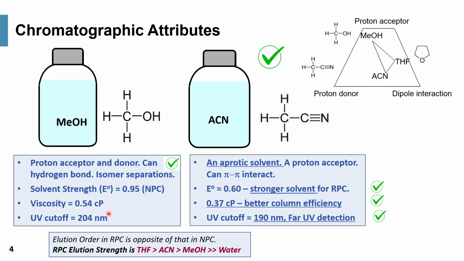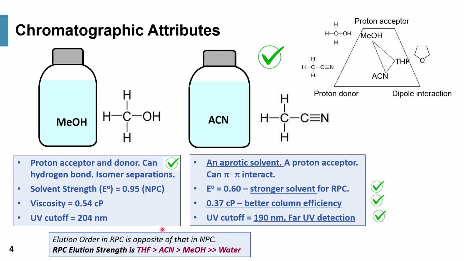In terms of viscosity, we mentioned that the acetonitrile is lower and therefore supports better column efficiency from both the ability to go to higher flow rate and also from the mass transfer advantage, which we will talk about later, that gives acetonitrile a slight edge in terms of column efficiency.